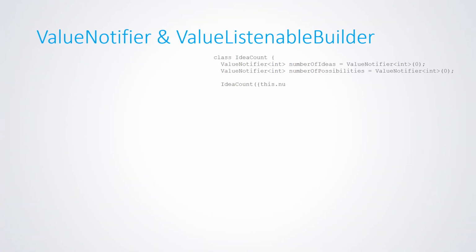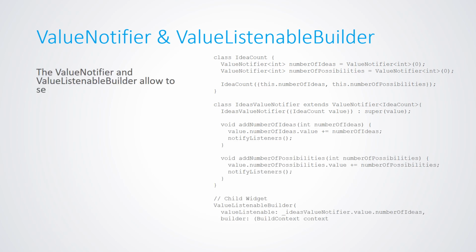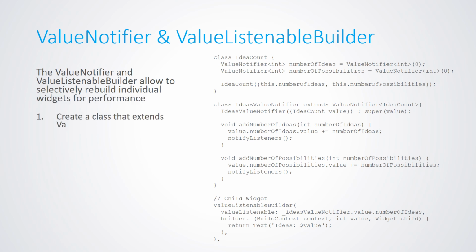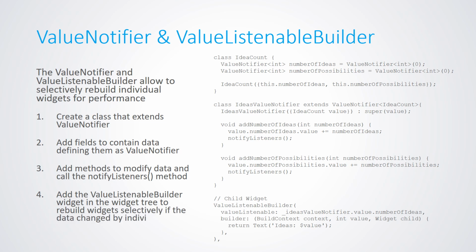The ValueNotifier and ValueListenableBuilder allow you to selectively rebuild individual widgets for performance. Now first, create a class that extends ValueNotifier. Second, add fields to contain data, defining them as ValueNotifier. Third, add methods to modify data and call the notifyListeners method. Fourth, add the ValueListenableBuilder widget in the widget tree to rebuild widgets selectively if the data changed by individual field.